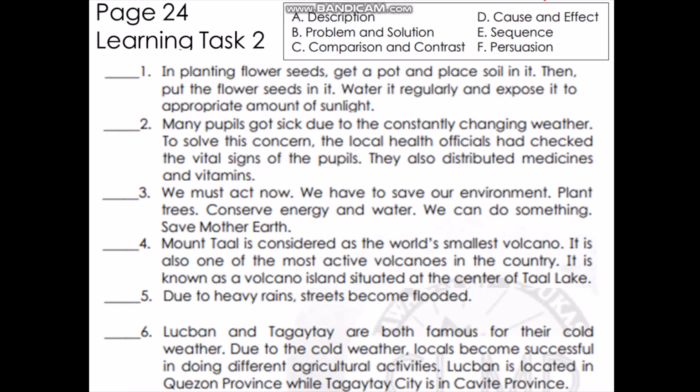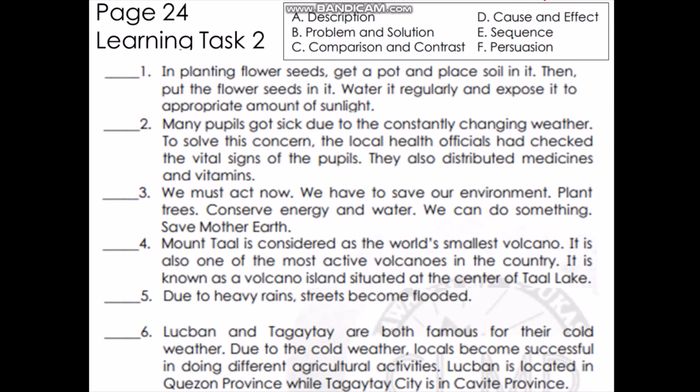Okay, now, let's do this one. Answers only. Again, just write in your paper, page 24, learning task 2. And can you see the box? At the top, you're going to choose your answer there, letters only. A, description, B, problem and solution, C, comparison and contrast, D, cause and effect, E, sequence, and F, persuasion. So, what are you going to do?